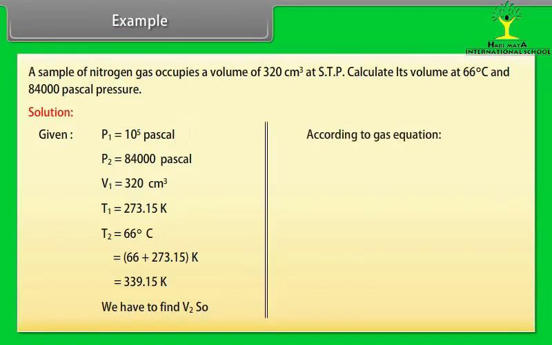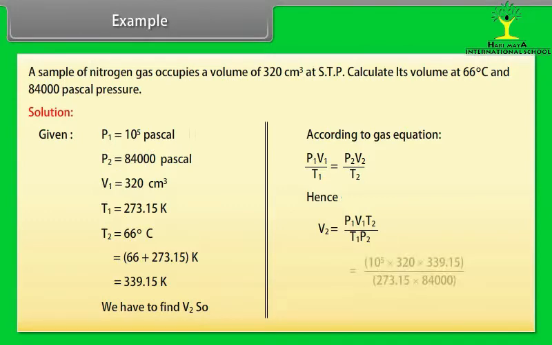So, according to gas equation, P1 V1 by T1 is equal to P2 V2 by T2. Hence, V2 is equal to P1 V1 T2 by T1 P2 is equal to 10^5 into 320 into 339.15 divided by 273.15 into 84,000 is equal to 473 cm3.